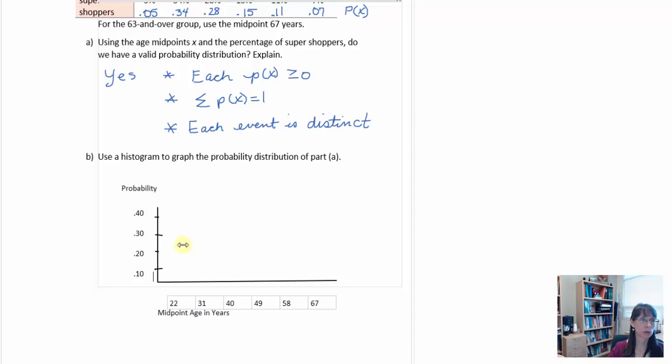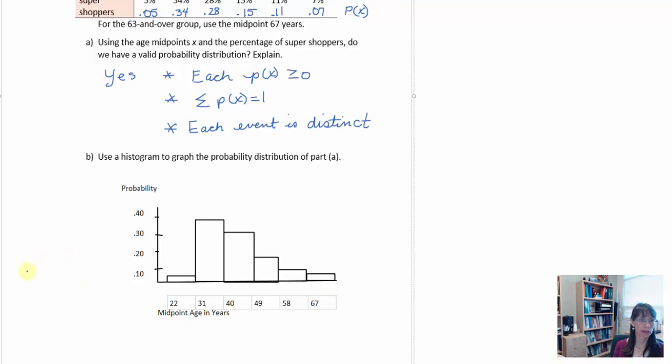The midpoint age of 22 goes to 0.05. 31 is at 0.34. 40 is at 0.28. 49 is at 0.15. 58 is at 0.11. And finally, 67 is at 0.07. And there we have our histogram.